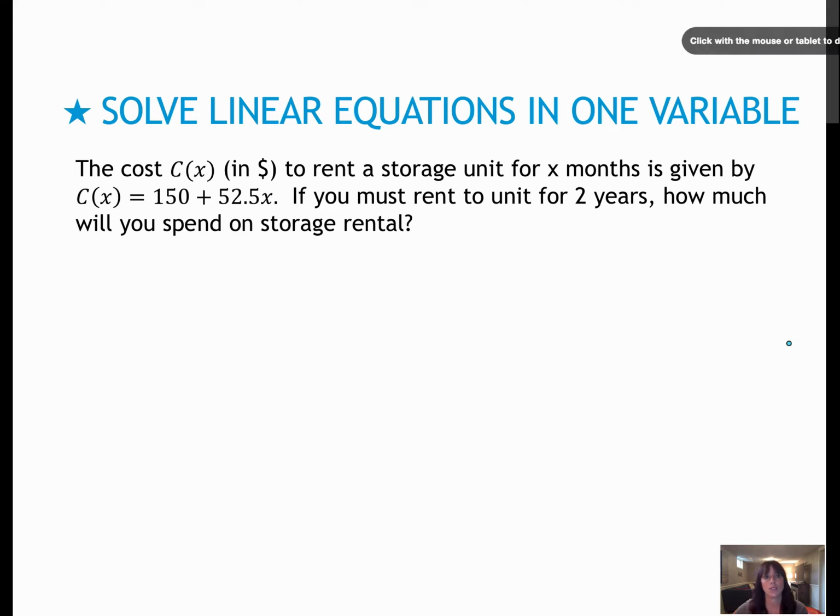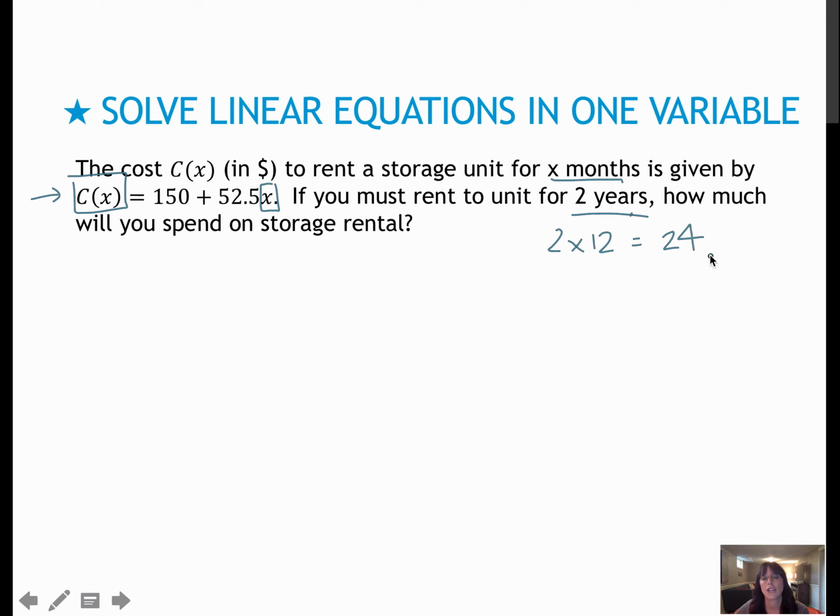For this question, notice it's the exact same question, except what we are given is different. So here, we must rent the unit for 2 years, and we're asking for how much will we spend. So in the last question, we were given the cost. In this question, we were given time, which is x. But notice time is in months, and I've given you time in years. So first, I have to take 2 times 12, because there are 12 months in a year, to find out that I'm actually going to input 24.